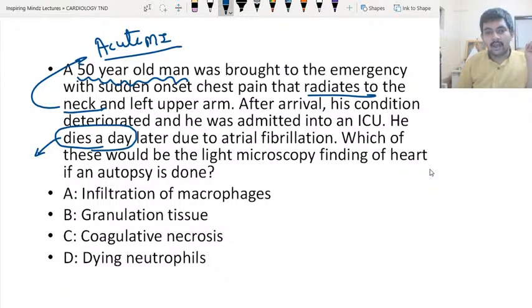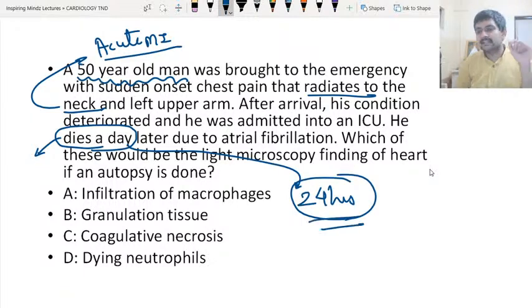They want you to ask what happens to the light microscopy exactly at 24 hours. What happens to the light microscopy exactly at the 24 hours? Yes, I am getting absolutely correct answers till now. Very good.